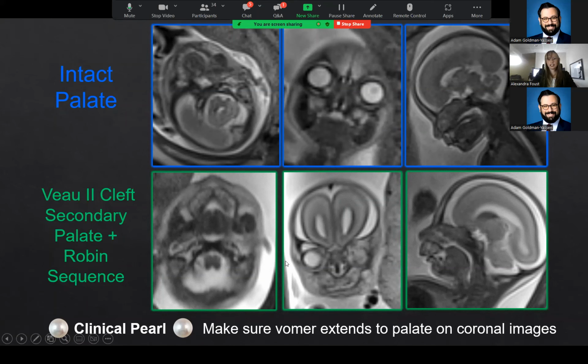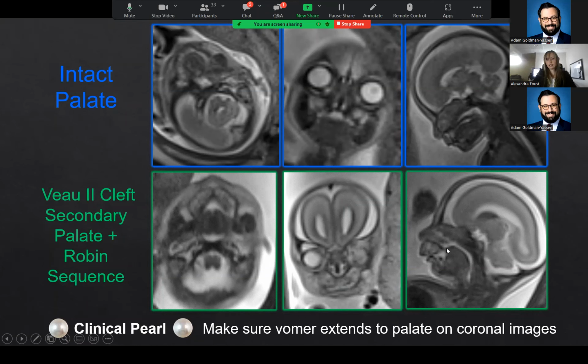All right, so then this is an example of a patient with a Vo2 cleft. So again, that's going to be a complete cleft of the secondary palate. And they also have Robin sequence, which is something we'll talk about next. But what you can see here when we look at this is this palate doesn't have the right shape. It looks like a triangle. It doesn't have that nice rounded morphology. The vomer comes down and then you lose it. And you've got this little fluid that lines the vomer. That shouldn't do that. Make sure that vomer goes all the way down and intersects the palate.